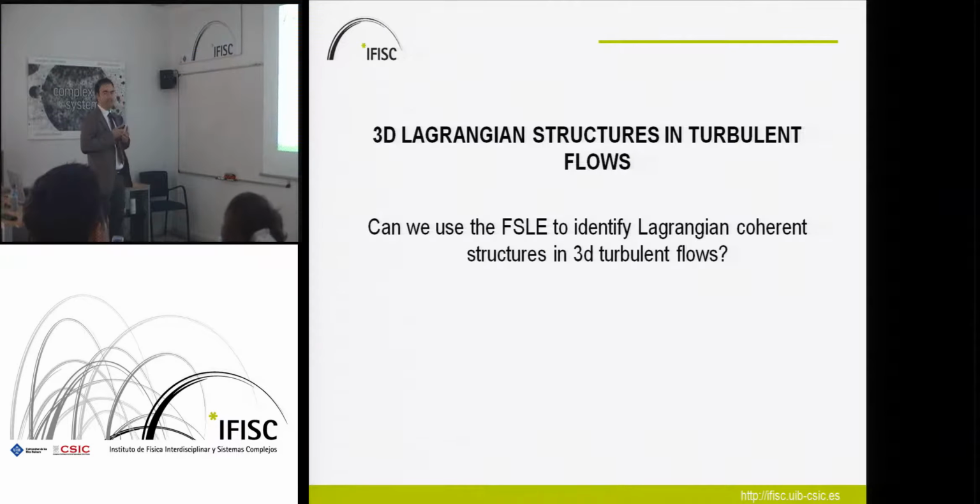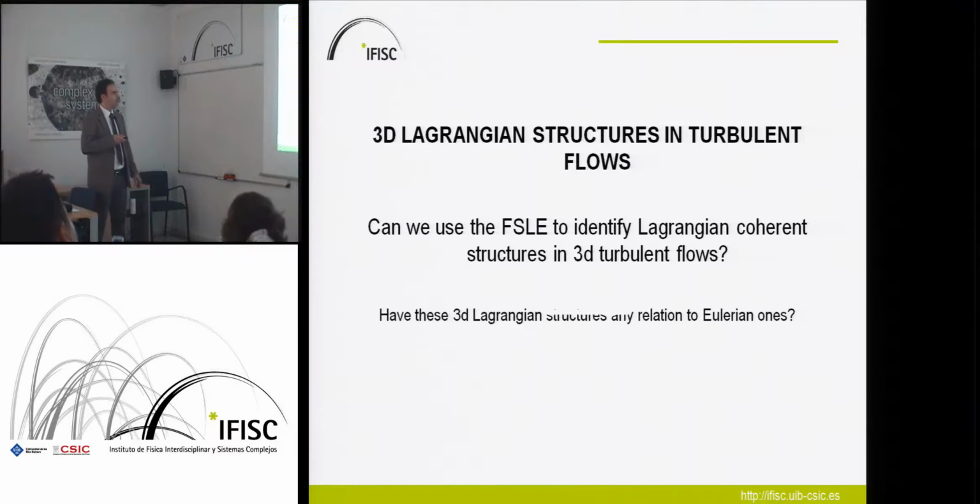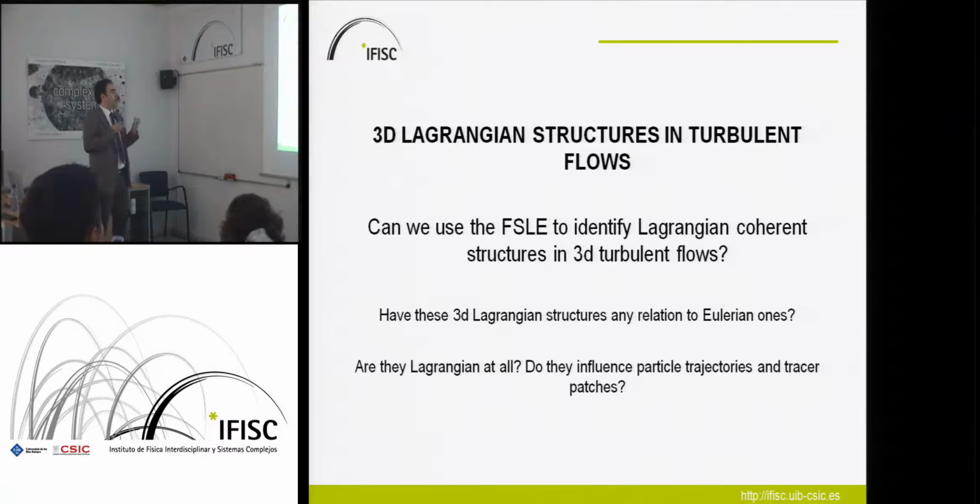If we can use the FSLE to identify Lagrangian structures in 3D turbulent flows, how are these 3D Lagrangian structures related to the Eulerian structures? And are they Lagrangian at all? Very important question. What I mean by this is, do they actually influence the particle trajectories and tracer patches? This is because in the Lagrangian perspective, we look at this kind of features.